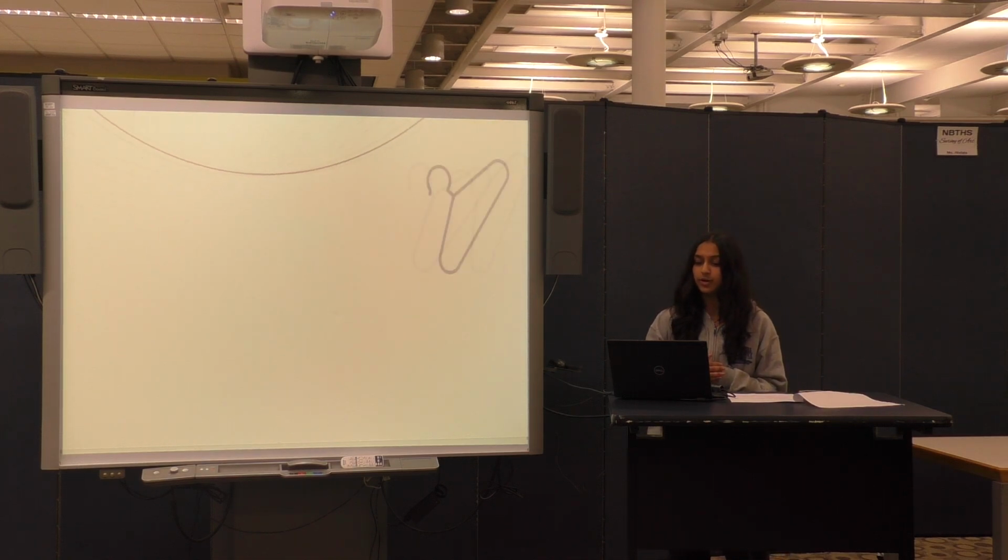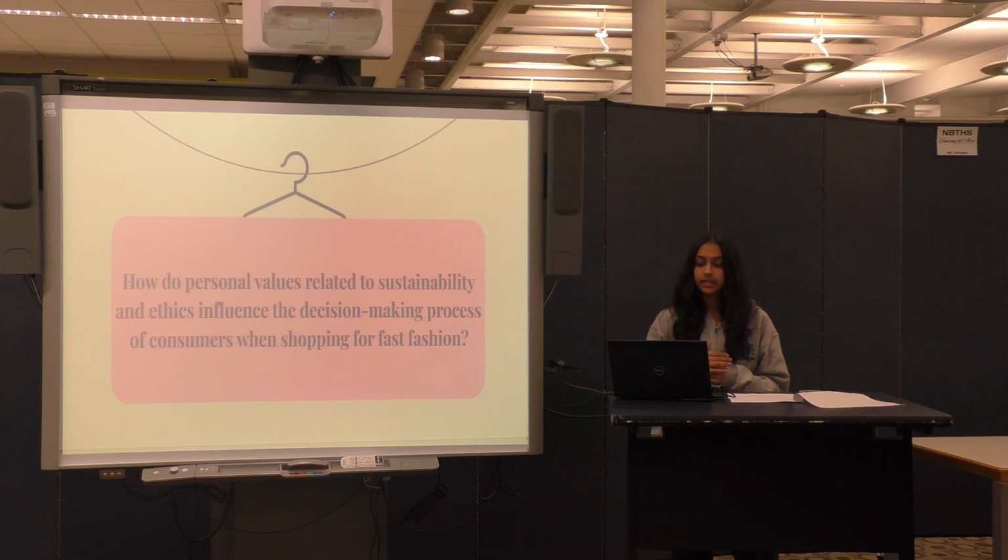This led me to my research question. How do personal values related to sustainability and ethics influence the decision-making process of consumers when shopping for fast fashion?